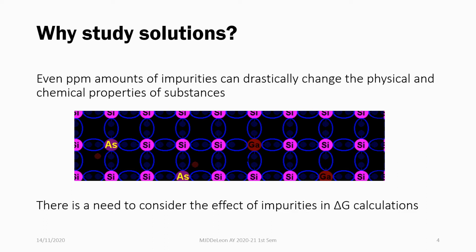So clearly there is a need to consider the effect of these impurities in our materials. And in the same vein, there is a need to consider the effect of these impurities in our delta G calculations.